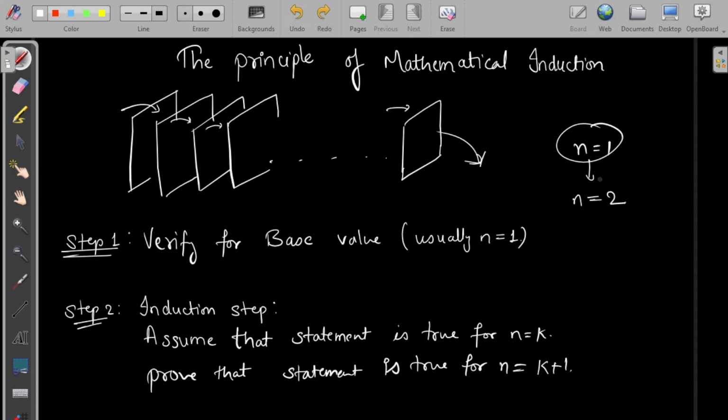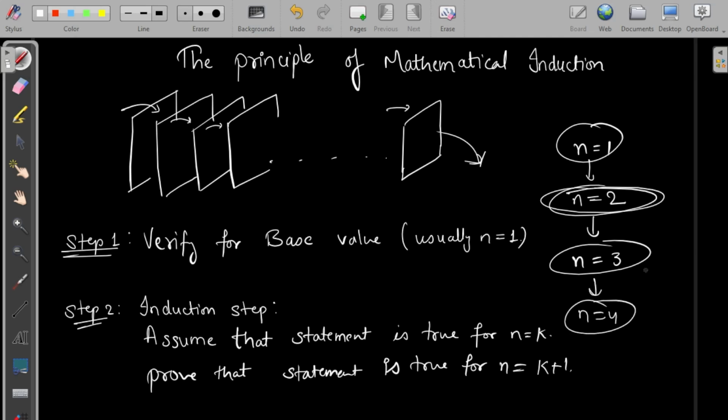So the statement being true for n equal to 1 pushes it to be true for n equal to 2 as well, which further pushes it to be true for n equal to 3 as well. If the statement is true for n equal to 2, it pushes the statement to be true for n equal to 3 as well. If it is true for n equal to 3, it pushes the statement to be true for n equal to 4 as well. So this is the induction. If this is k, this is k plus 1. Then if this is k, this is k plus 1, and so on. Right?